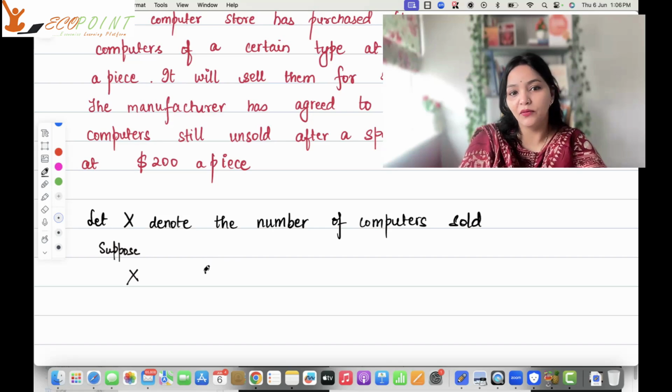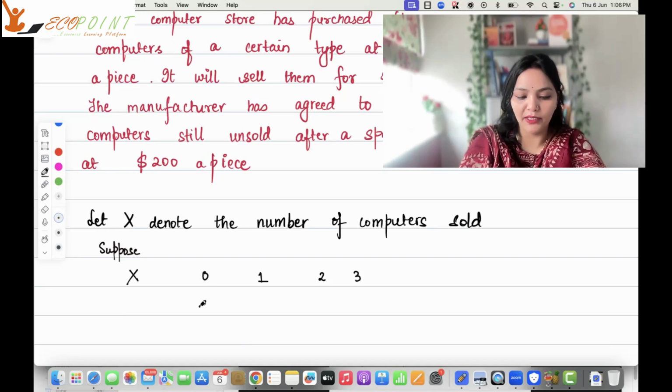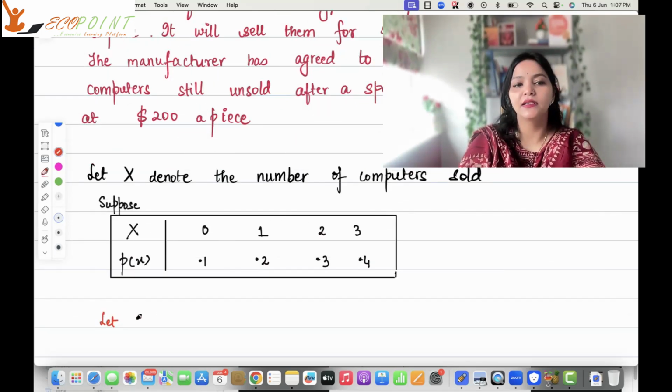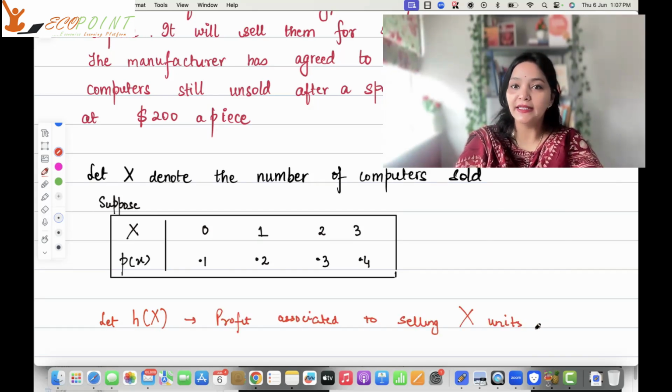Say X can take values 0, 1, 2, 3. It takes the value 0 with probability 0.1, 1 with probability 0.2, 2 with probability 0.3, and 3 with probability 0.4. Okay? So that's your Px. Further, let Hx denote the profit associated to selling X units, which means that Hx will be equal to revenue minus cost.